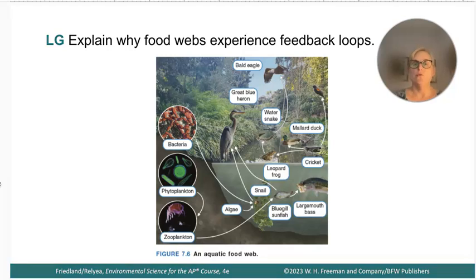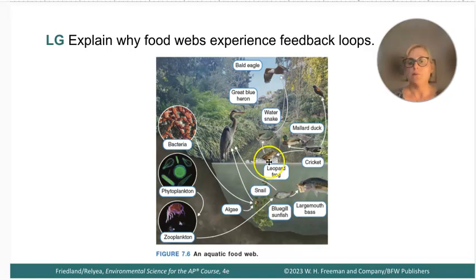Okay, so food webs experience feedback loops. So you have to be able to describe on an AP test that if we took out, for example, the leopard frog, how would that impact other species. If the leopard frog died from diseases, then there's going to be more crickets, there's going to be less water snakes, which means there could be less bald eagles. So you have to look at what's eating it, what it's eating, to determine how these things are impacted.